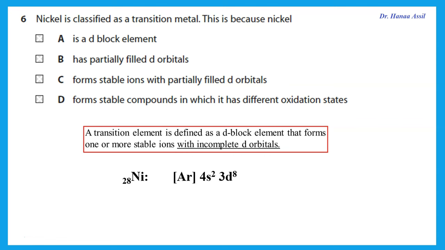So if we look at nickel, nickel is atomic number 28. That means 4s2 3d8. Now when it forms a stable ion like nickel 2 plus, we remove the 2 electrons from the 4s, so it still has incomplete 3d orbitals, and that's why it is a transition metal. So because it forms stable ions with partially filled d orbitals.